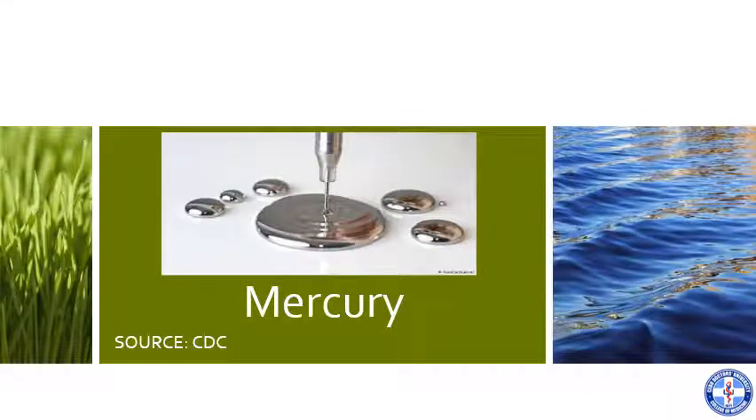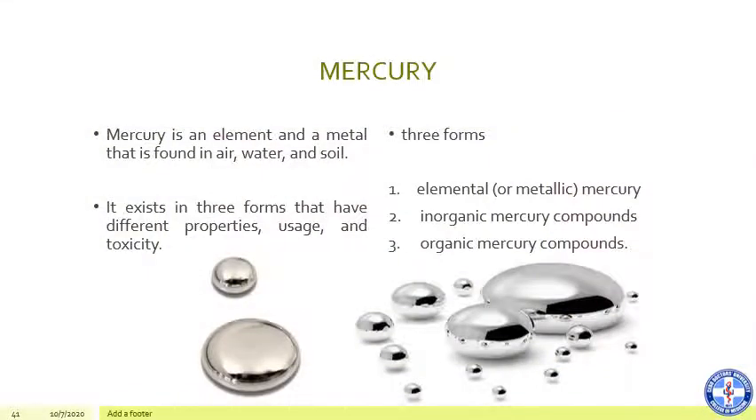In your table of elements, there are a lot of chemicals that are present in the environment. Some of them are found in the air, water, and in soil. Now, let us focus on the most common heavy metals, and one of them is mercury. Mercury is an element and a metal that is found in air, water, and soil. It exists in three forms that have different properties, usage, and toxicity. The three forms are elemental or metallic mercury, inorganic mercury compounds, and organic mercury compounds.